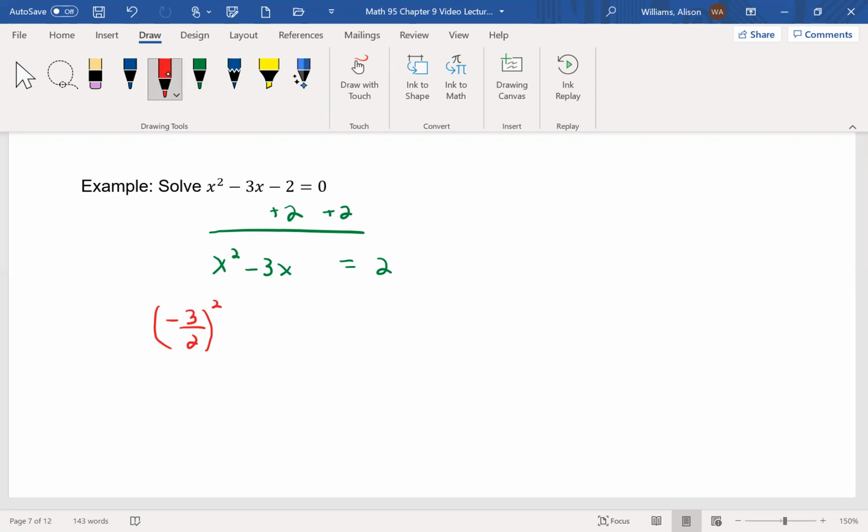So that means I'm just going to go ahead and square this. And that's going to become 9 over 4, right? Negative 3 times negative 3 is positive 9. 2 times 2 is 4. Okay, so I'm going to add 9/4 to both sides. So getting my calculator, I could add 2 plus 9/4. Okay, but I happen to know 2 is 8/4. And 8/4 plus 9/4 is 17/4.